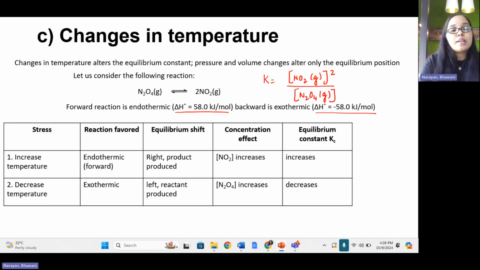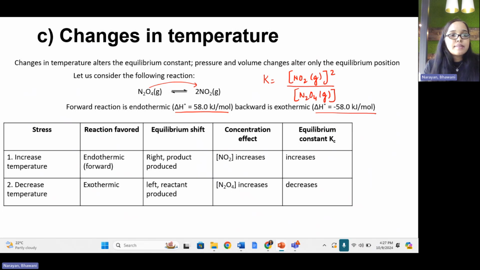All right, let's apply stress now. So there would obviously be two stresses in this case. One is increasing the temperature. The second would be decreasing the temperature. Now, if we increase the temperature, which reaction would be favored? The endothermic or the exothermic? Simple analogy, endothermic would be favored because endothermic requires heat, right? So if we increase temperature, the forward reaction would be favored. If the forward reaction is favored, then the equilibrium shift will be to the right, and more of the product is going to be formed. Agreed?